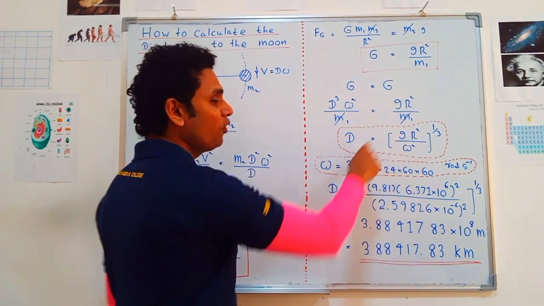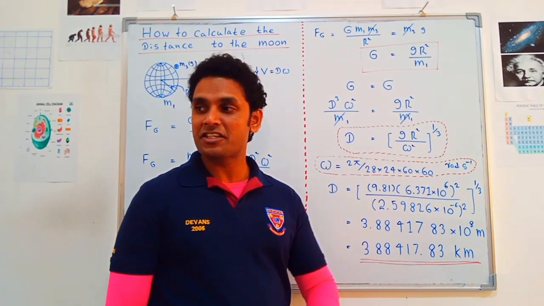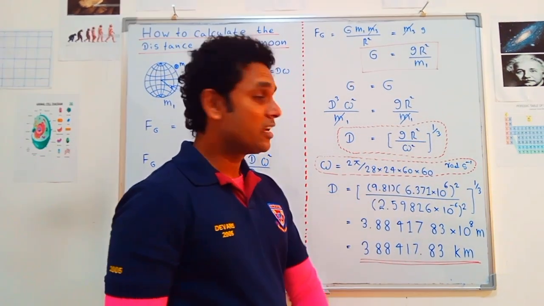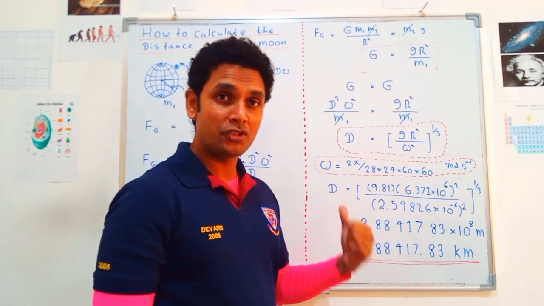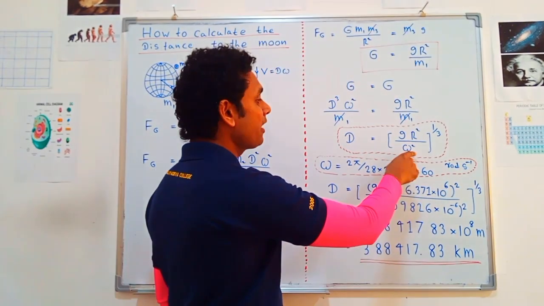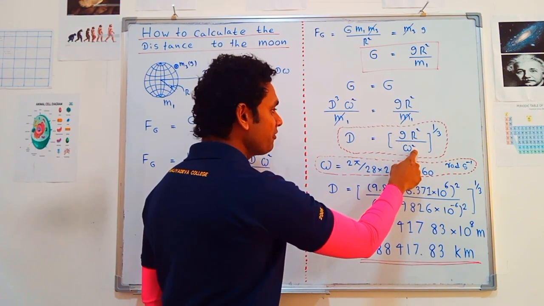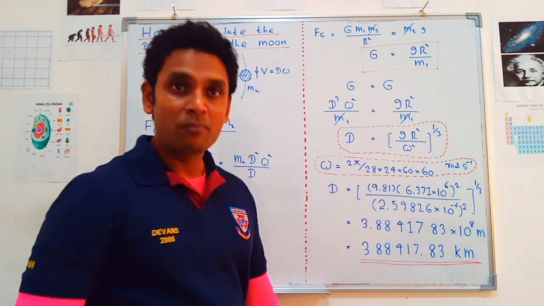So g we know, we can calculate very easily using a simple pendulum, the gravitational acceleration at the surface of the earth. R we know, the radius of the earth. In a previous video we calculated the radius of the earth using the sunrise method, and now we have omega also. Now this one we know, this one we know, and this one we know. We can apply and simplify to get d, and let's move on to that part.